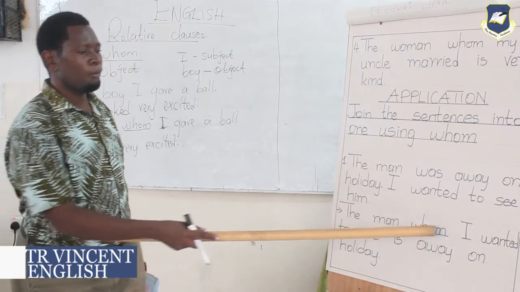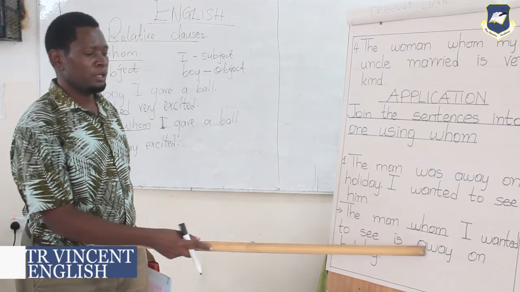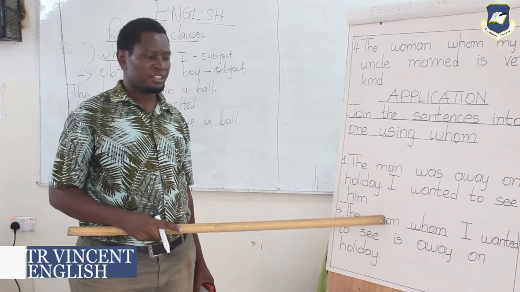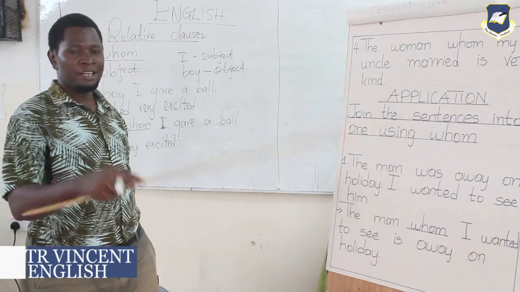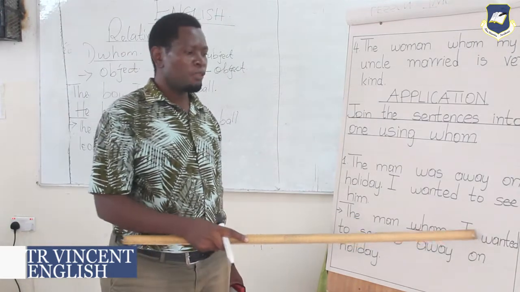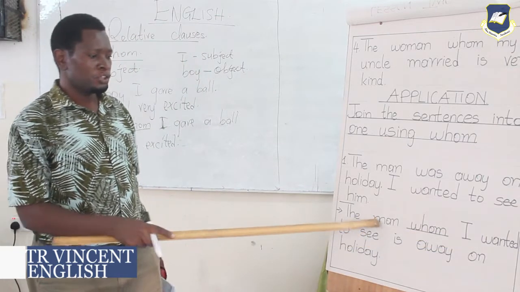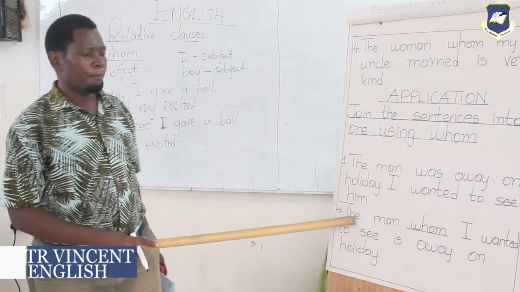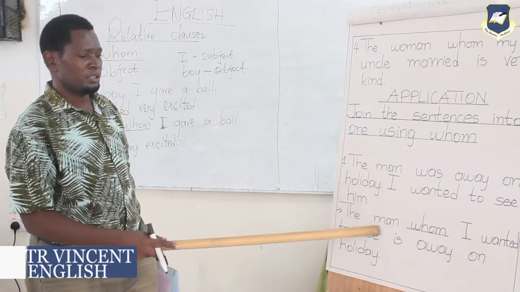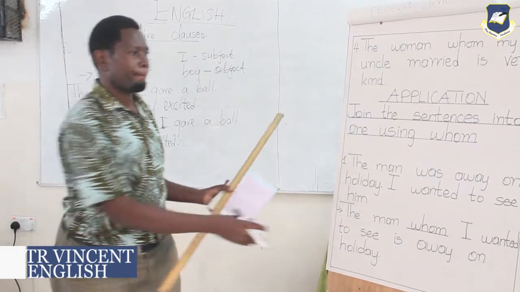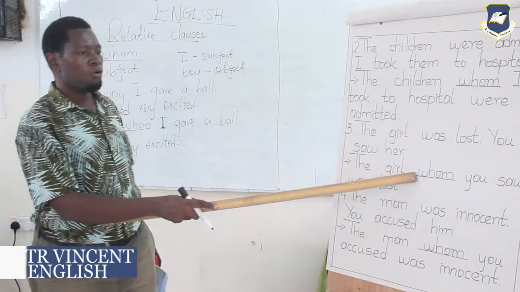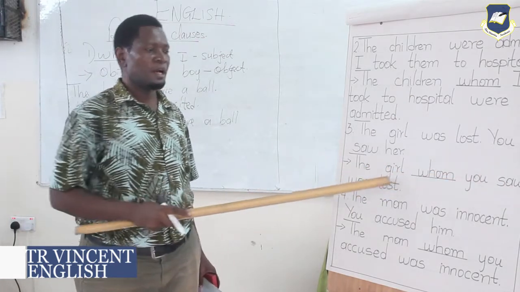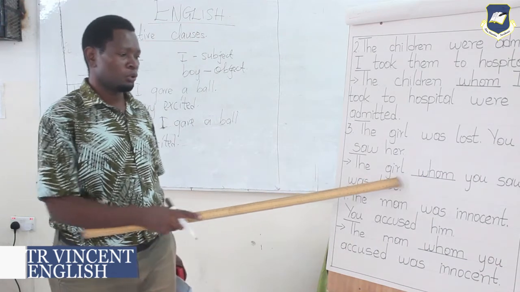The man whom I wanted to see is away on holiday. Remember, man in this case is acting as the object and not the subject. The subject of the sentence is I. I'm the one who wanted to see the man. So man in this case is the object. I becomes the subject. So we say, the man whom I wanted to see is away on holiday. The girl whom you saw was lost, and not the girl who you saw.